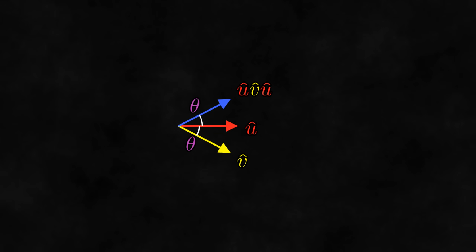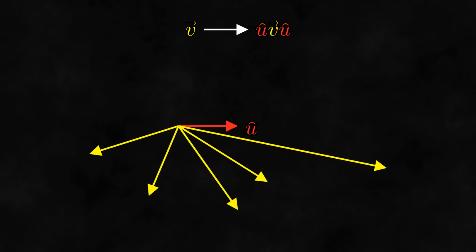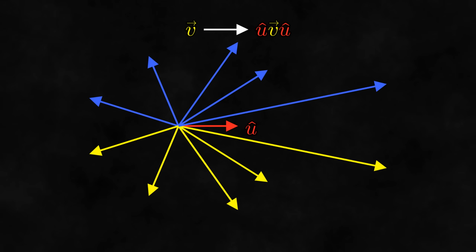Fixing the vector u, we can consider this sandwich product to be an operation on the vector v. In fact, while u has to be a unit vector for this to work, v can be any vector. This operation takes any vector and reflects it across u. In a sense, the vector u is the mirror that produces this reflection. We can go a step further and say that u represents the reflection itself.